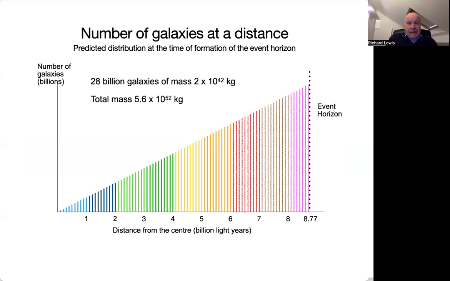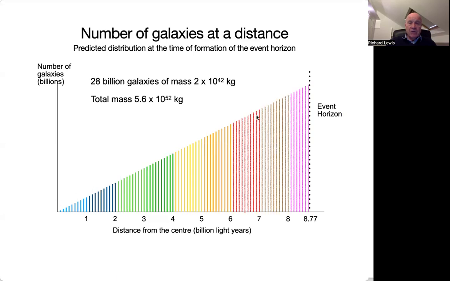So taking our model in which we lay out those 28 billion galaxies by distance, we're saying that the number of galaxies increases steadily. What this is saying, in fact, is that if you take a certain distance out, then the number of galaxies within this area is proportional to the square of the distance from the center.